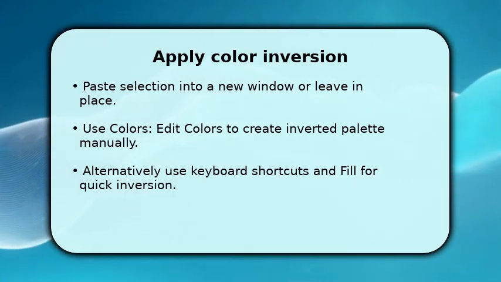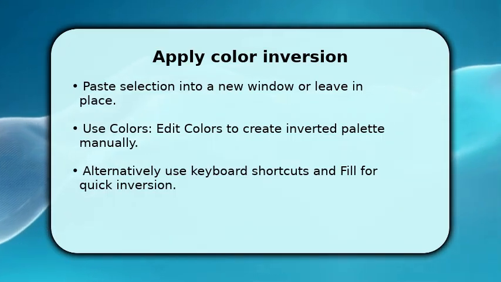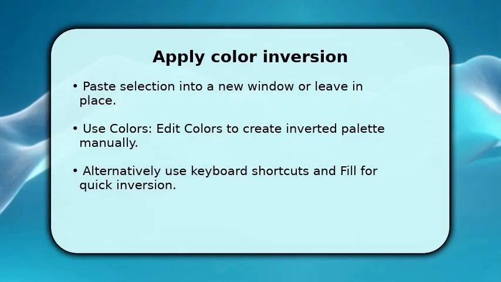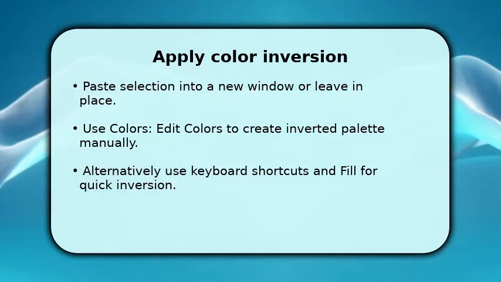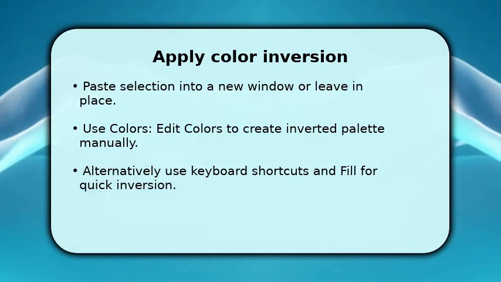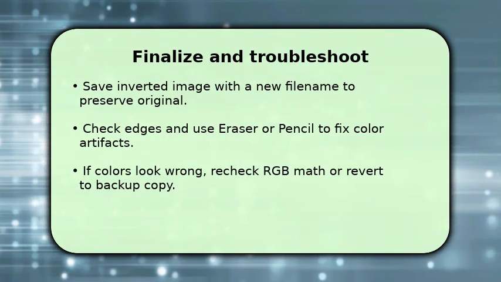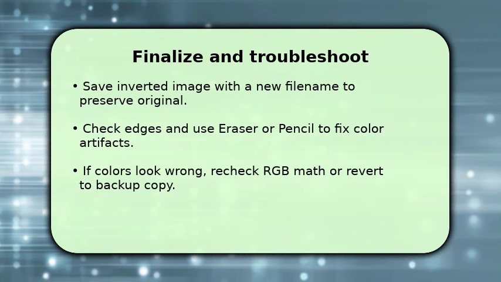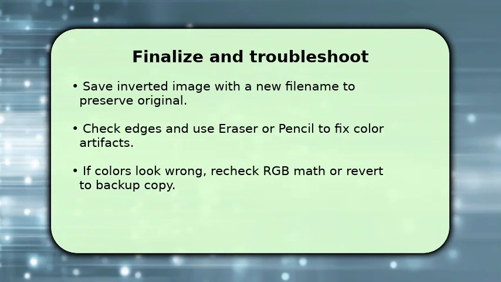If you prefer a faster route, convert selection to transparent background, then use fill with inverted colors or use keyboard shortcuts to rapidly replace colors. Make sure to zoom in and check edges, because manual color swaps finish by saving a copy with a new name so the original stays unchanged. This is your safety net.